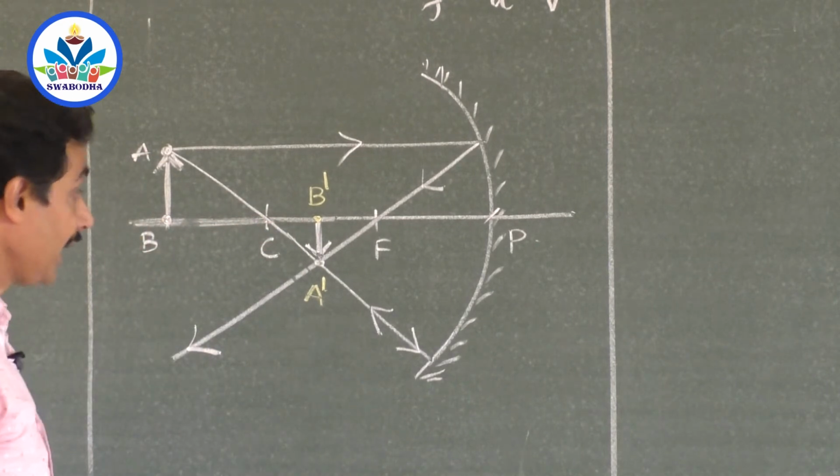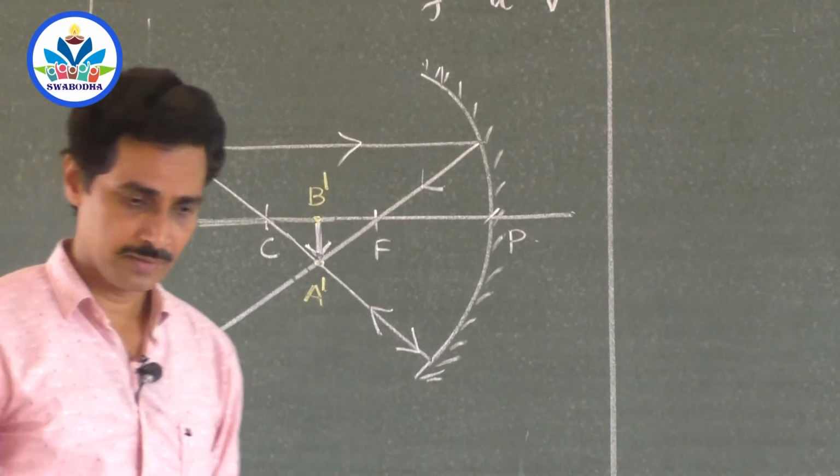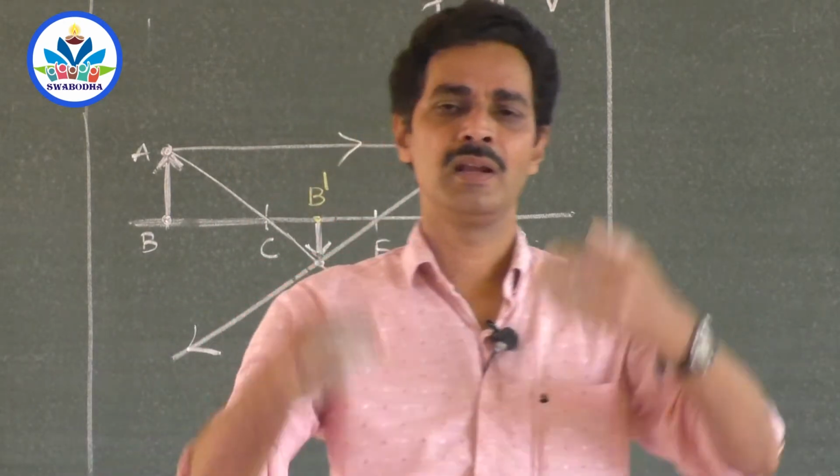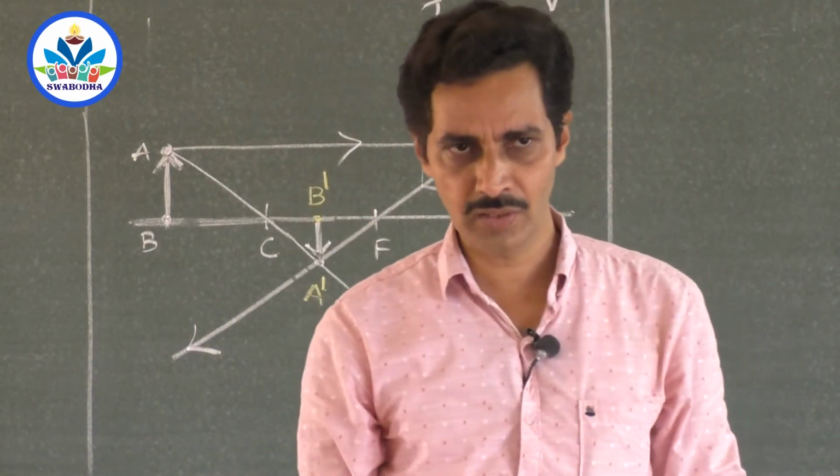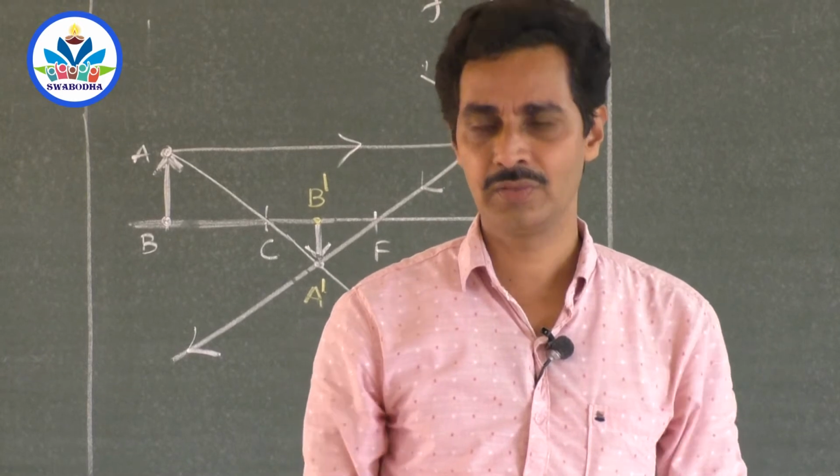Now, sir, only two rays start from A? No. Many rays start from A. Sir, why did you consider only two? Two is enough for us to trace the image.